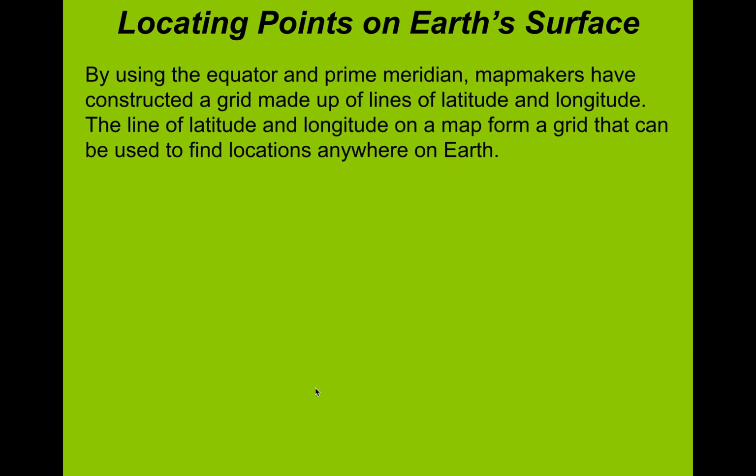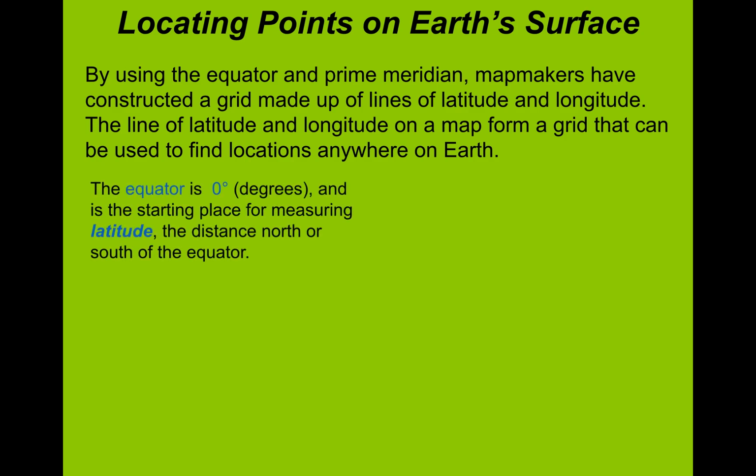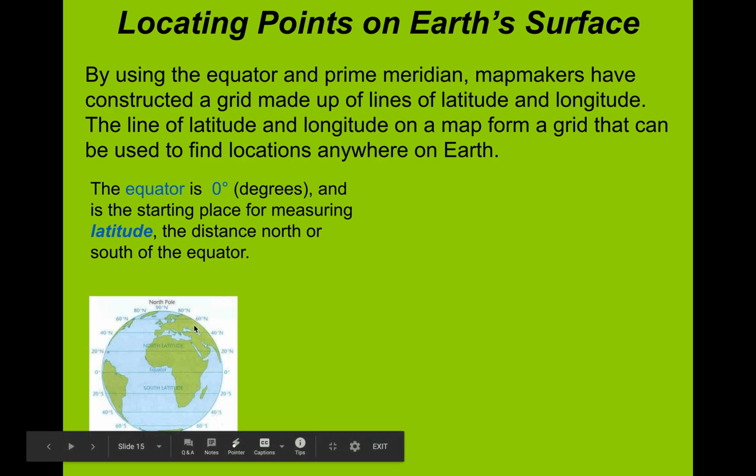By using the equator and prime meridian, map makers have constructed a grid made up of lines of latitude and longitude. The lines of latitude and longitude on a map form a grid that can be used to find locations anywhere on Earth. The equator is 0 degrees and is the starting place for measuring latitude, which is the distance north or south of the equator. So here are the parallel lines of latitude. Okay? So a city on this line is 40 degrees south.